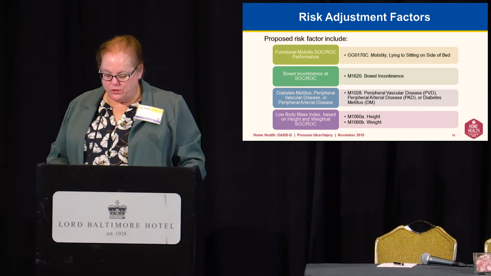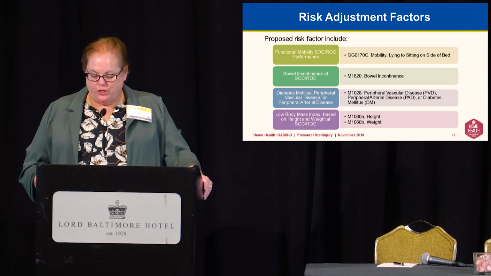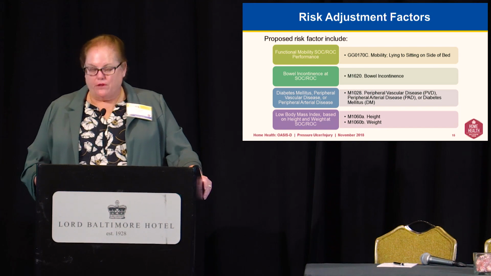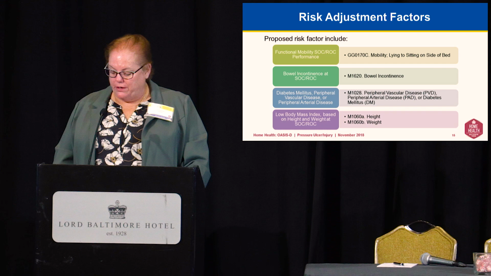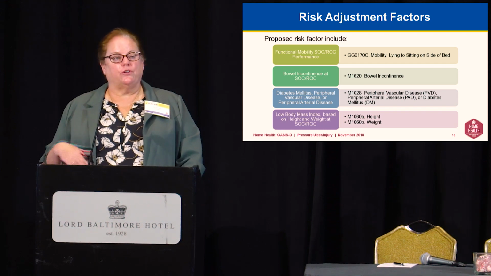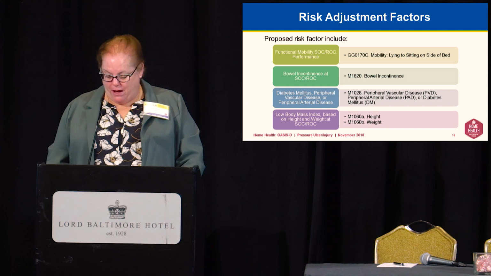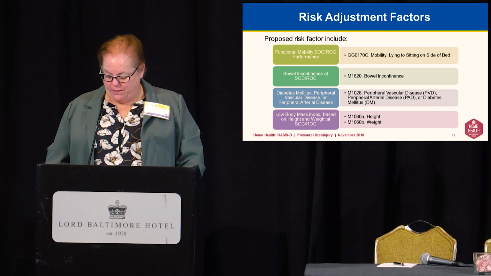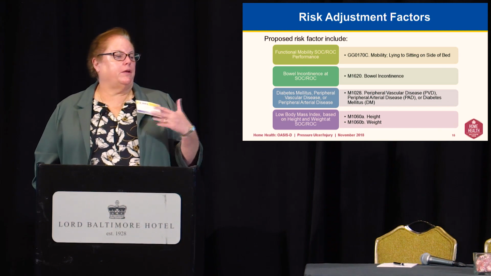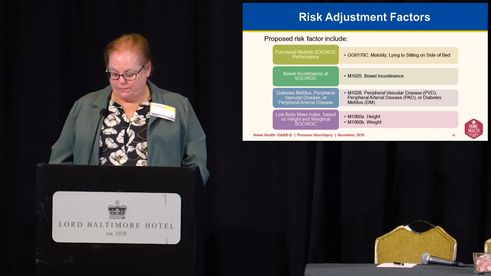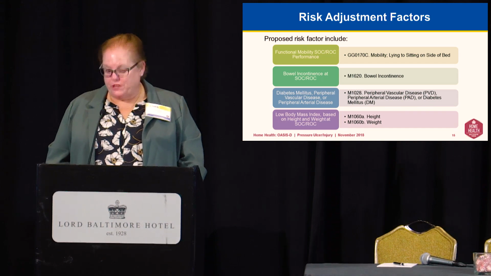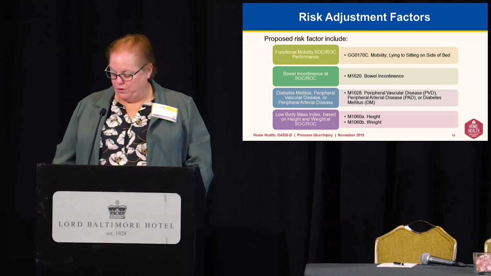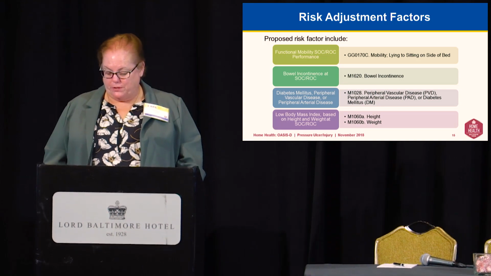So some of the risk factors are functional mobility, which is GG0170C, the mobility from lying to sitting on the side of the bed. So this is a measure that puts someone at higher risk. Bowel incontinence, so M1311, and it's bowel incontinence at least occasionally on the start of care or resumption of care. That is an area, again, if we think about it, that puts someone at greater risk for skin breakdown. If they have peripheral vascular disease, peripheral arterial disease, or diabetes, that certainly puts someone at greater risk.